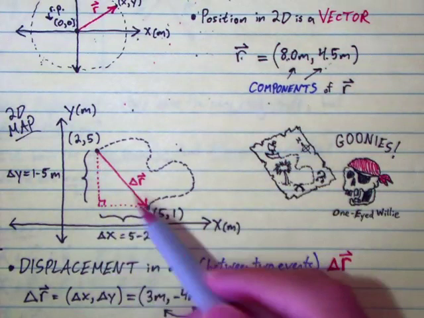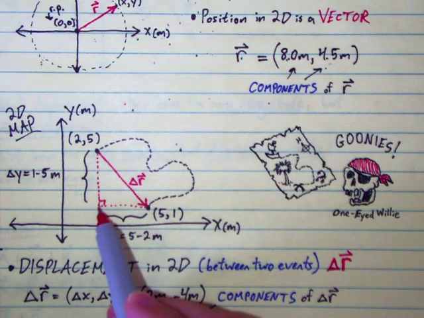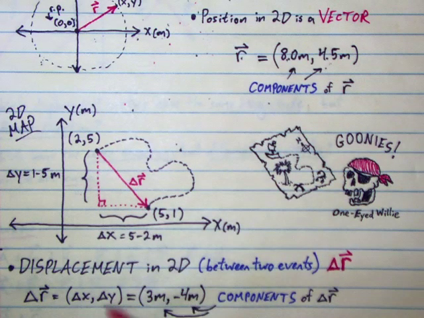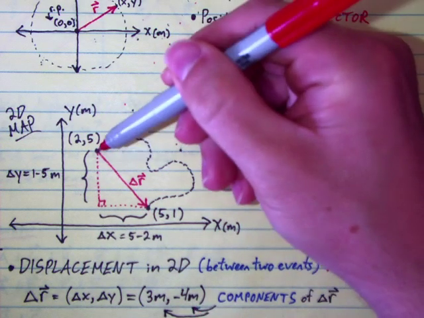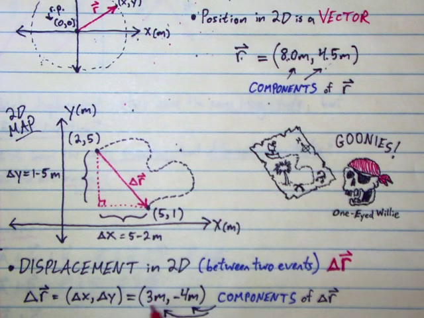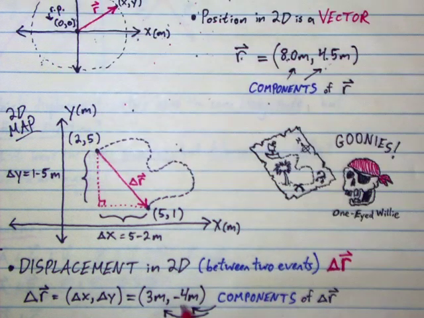So between these two events, my change in position requires a change in x of 3 meters. I moved 3 meters this way in the positive x direction, and a change in y of negative 4 meters. Negative 4 meters in the y direction. These are now the components of my displacement vector. Notice the components can be negative. If my change in position is in the negative direction, that's a negative displacement.